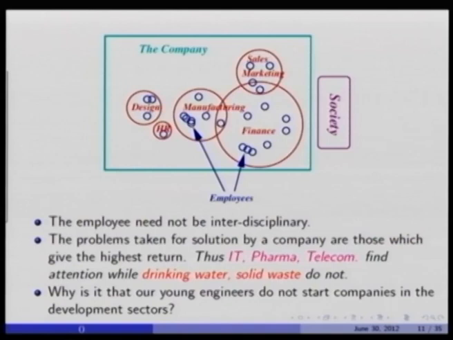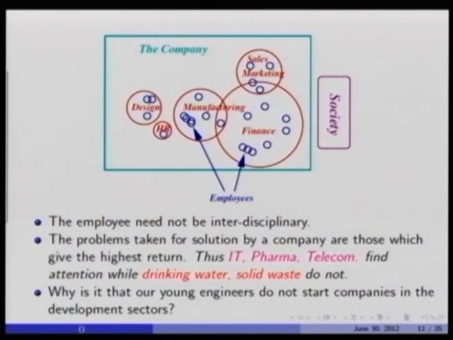But what are our problems? Well, our problems include IT and so on, but they are also drinking water, solid waste. You walk around, you come through the main gate, you see it's a problem, right? But are there companies addressing those needs? No, because IT and pharma are going to pay better, correct? Any questions?